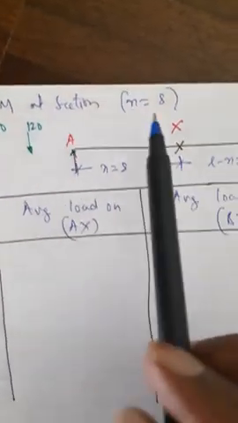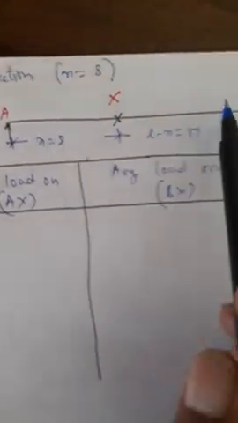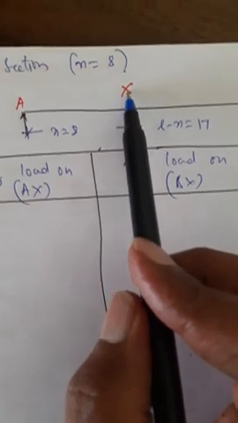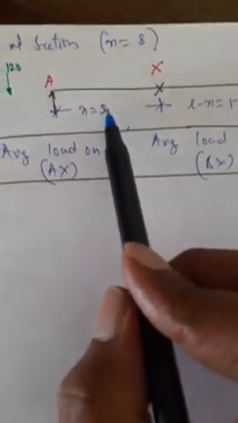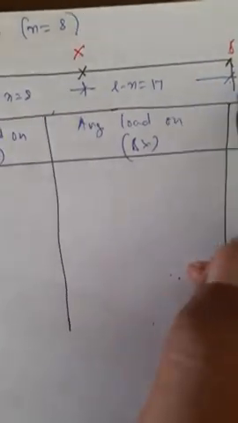Maximum bending moment at section x is equal to 8. So this is a loading system. This is my girder. This is the point x, so let me call that capital X. So small x is equal to 8, and L minus x is equal to 17.